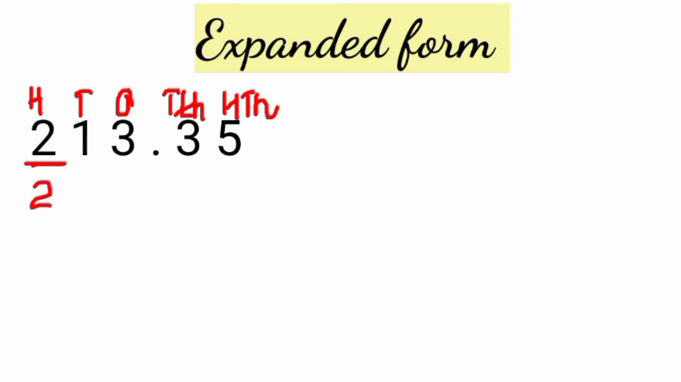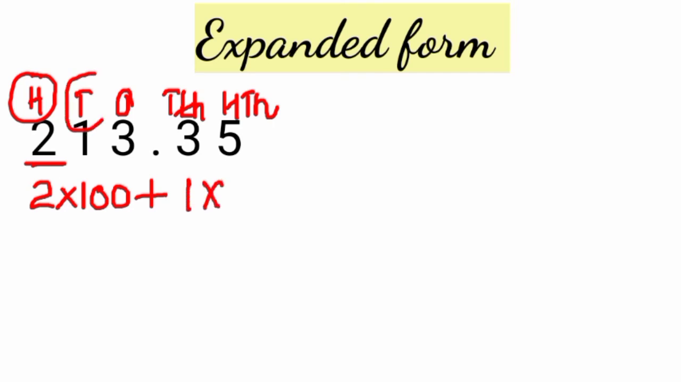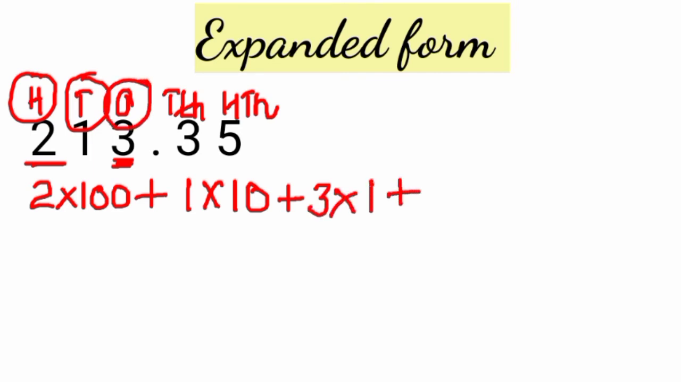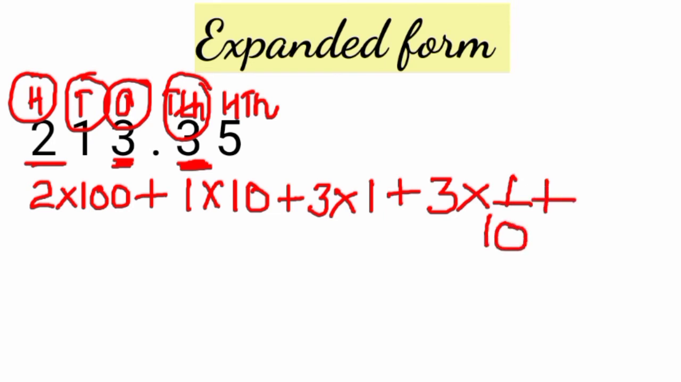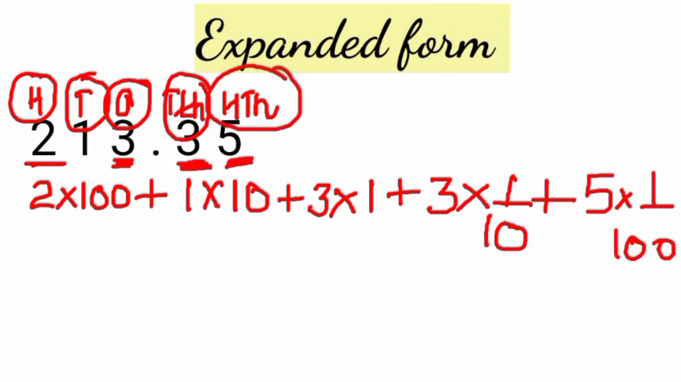2 multiply this place is 100 plus 1 multiply this place is 10 plus 3 multiply this place is ones, that means 3 multiply 1 plus after decimal there will be 1 upon, right? 3 multiply tenths, 3 multiply tenths means 1 upon 10 plus 5 multiply hundredths means 5 multiply 1 upon 100. Right? Now we can also simplify them.